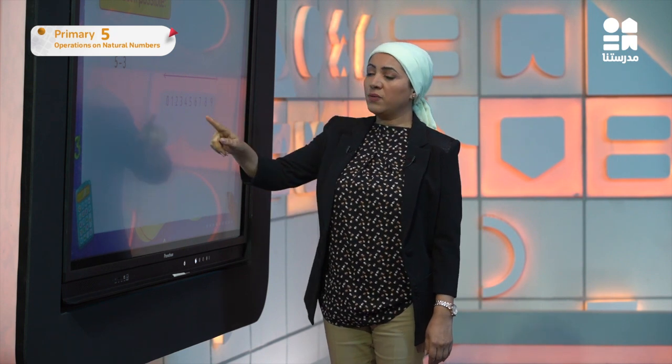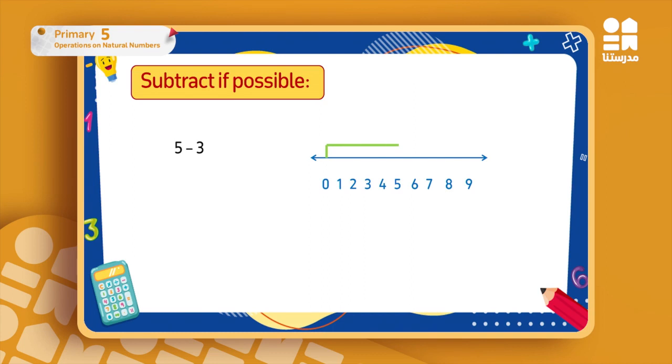How will I work? I'll start by counting from 0 to 5. The first number from 0 to 5. Okay. Now I want to take away 3. I want to take 3 away from these 5. Then at the bottom I will start counting backward from the 5, 3 numbers. So from 5 to 4 is 1, from 4 to 3 is 1, and from 3 to 2 is 1. Then the answer will be 2.